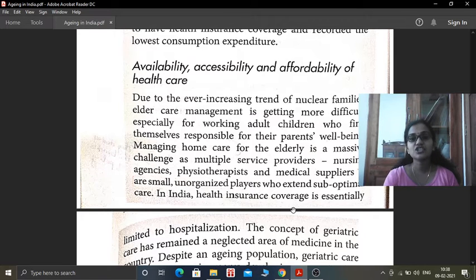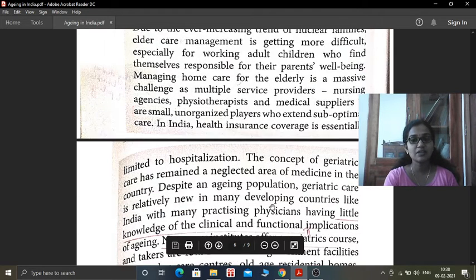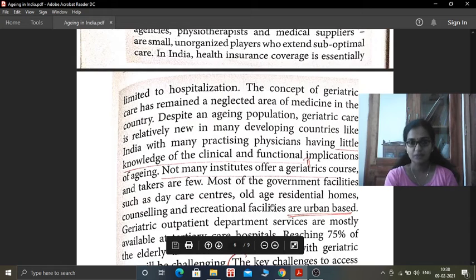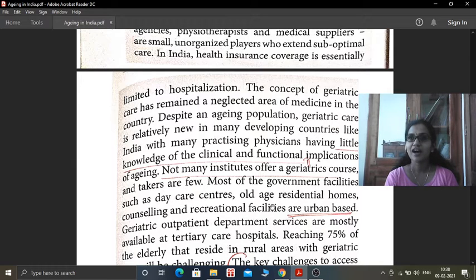In India, health insurance coverage is essentially limited to hospitalization. Many people, many agents are there, LIC agents are there, and whenever someone gets a job, they will approach us and ask us to take an insurance policy. They will compel us. But most of these insurance agencies, it does not get the coverage for hospitalization.